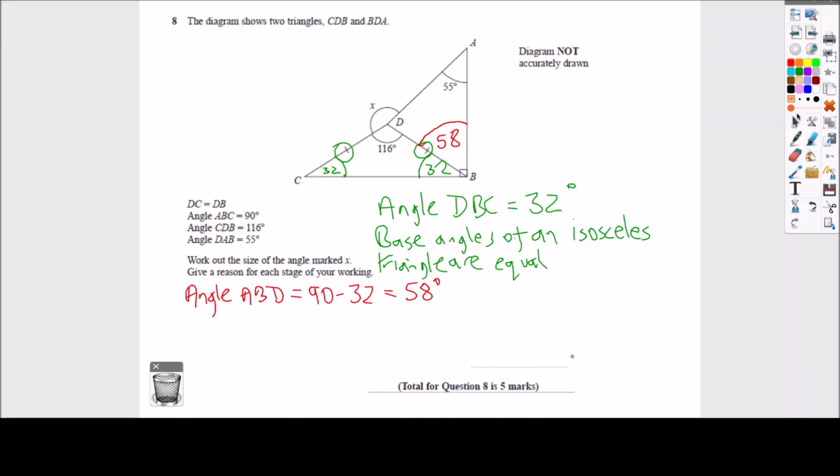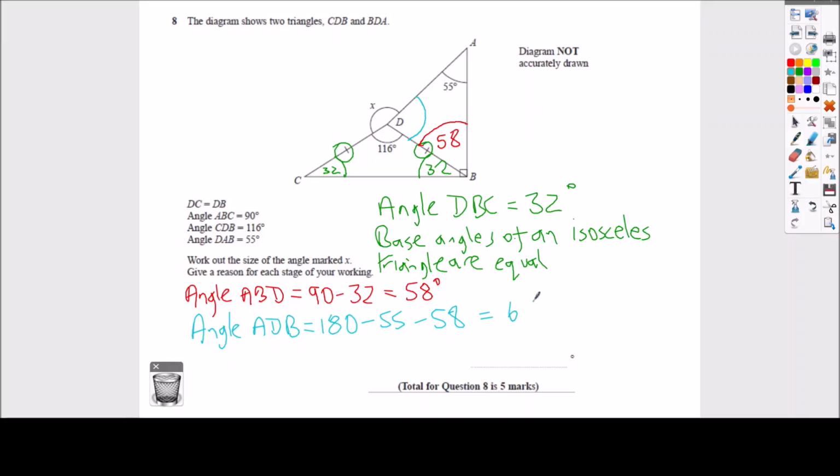Now, once we know that angle, focusing on triangle A to B to D, we can now work out this angle here, because angles in a triangle add up to 180. So describe this angle here. You can either describe it as angle from A to D to B, or you could describe it as B to D to A. It doesn't matter. So angle ADB equals 180, take away 55, take away 58, which is 67.